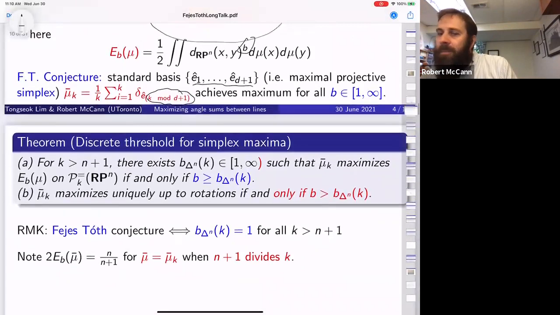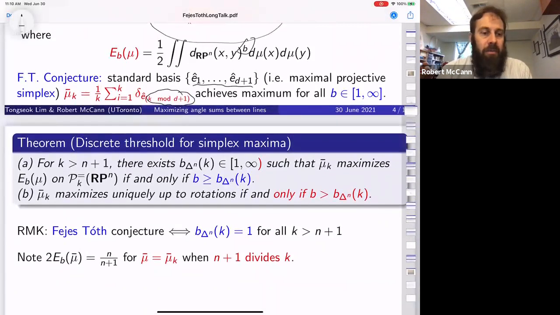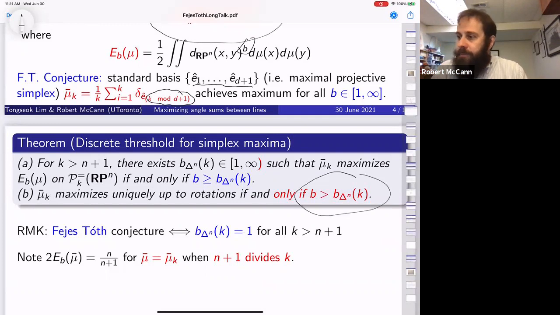So here's the first theorem that we can prove: fix k larger than dimension plus 1, then there's some threshold strictly less than infinity, such that the conjectured maximizer from the previous slide actually is the maximizer if and only if b is larger than or equal to this threshold. So we say there's some phase transition somewhere between 1 and infinity, and it happens before you get to infinity. Unless the conjecture is true, then the phase transition would be at 1. And moreover, the conjectured maximizer is the unique maximizer if and only if you're strictly larger than this threshold. And so of course the Fejes Tóth conjecture is equivalent to showing that this threshold is equal to 1.